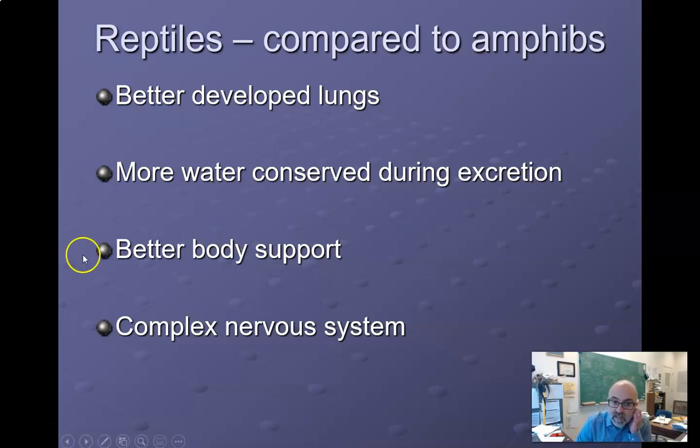Part of that, again, is how do you get rid of that nitrogenous waste? Fish can just put it into ammonia and urinate it because there's no shortage of water. Amphibians lose quite a bit of moisture through their excretion. But reptiles, if you've ever seen a snake or a lizard or a bird poop, that white crystalline stuff is uric acid, and that requires very little in the way of water to remove. Just overall better body support, thicker ribs, thicker bones, more muscles, and a relatively complex nervous system.